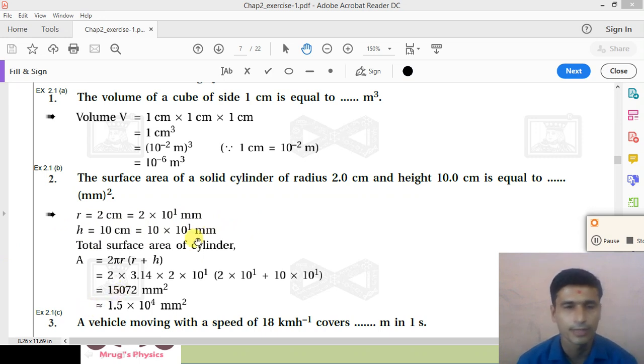Instead of this, we can find the surface area of the cylinder in centimeter square and then convert centimeter square into millimeter square, as we discussed in a previous example. So here first the radius is converted into millimeter. Radius 2 centimeter is 2 into 10 raised to 1, equal to 20 millimeter, and height 10 centimeter, so 10 into 10 raised to 1 mm, equal to 100 millimeter.